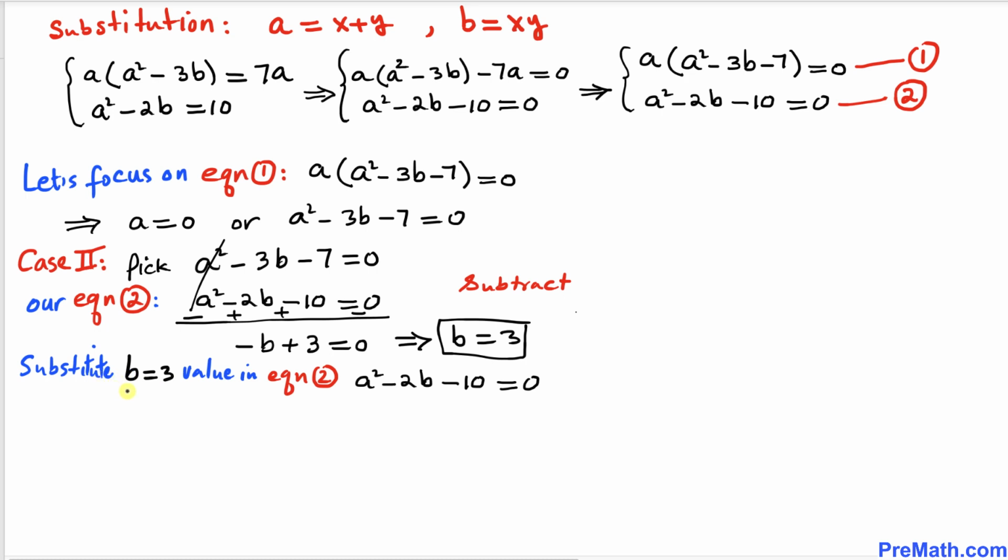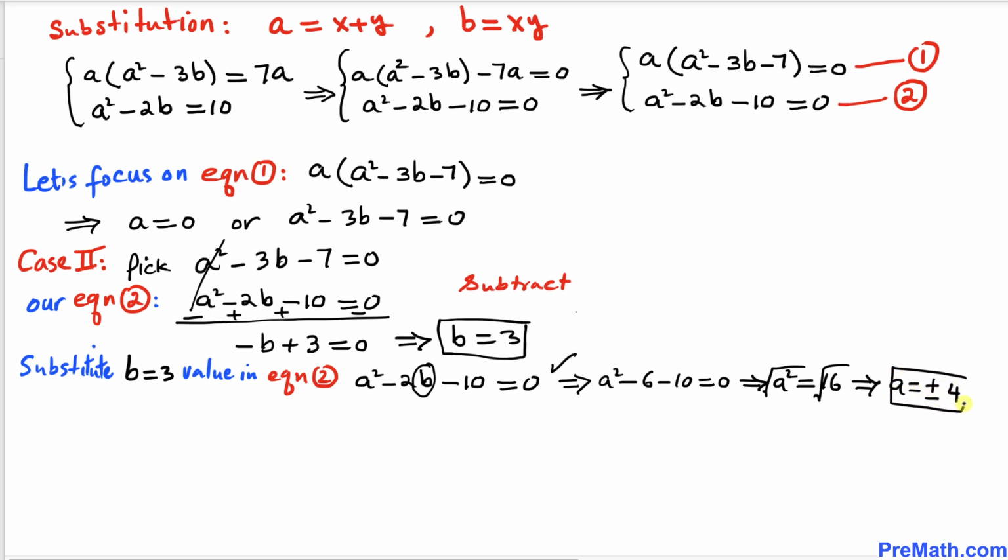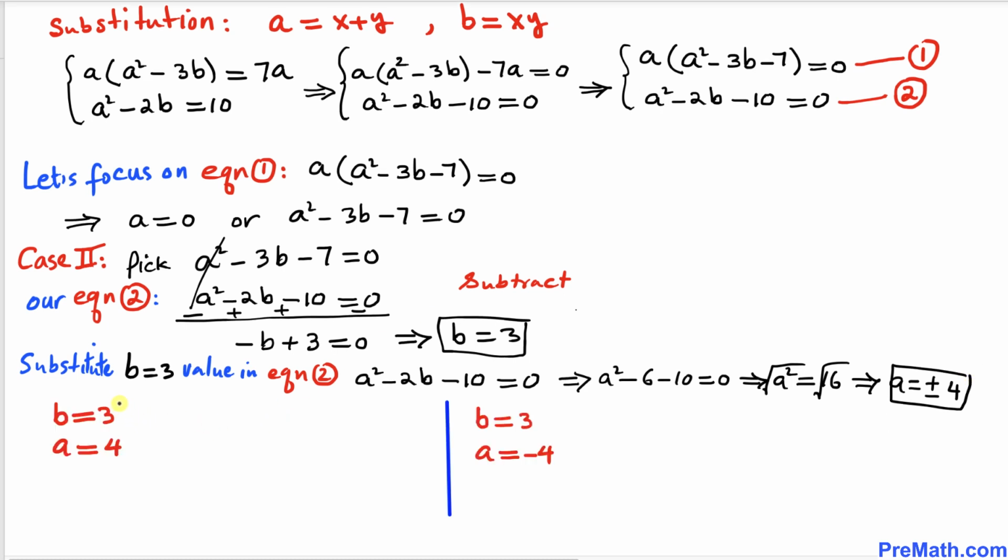And now in this next step, we are going to substitute the b equal to 3 value in this equation 2, which is already over here. Let's replace b by 3. So we get a squared minus 3 times 2, which becomes 6, minus 10 equal to 0, which gives us a squared equal to positive 16. Let's take the square root on both sides. So our a value is going to be positive or negative 4. Thus we got two sets of values. If b equals 3, then a equals 4, and the other one, when b equals 3, we have a equal to negative 4 as well.